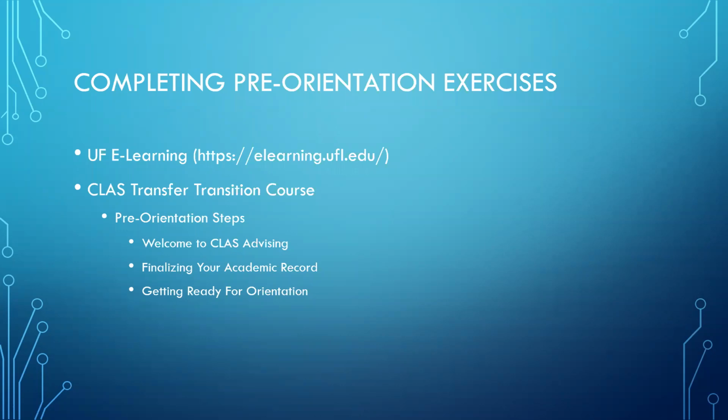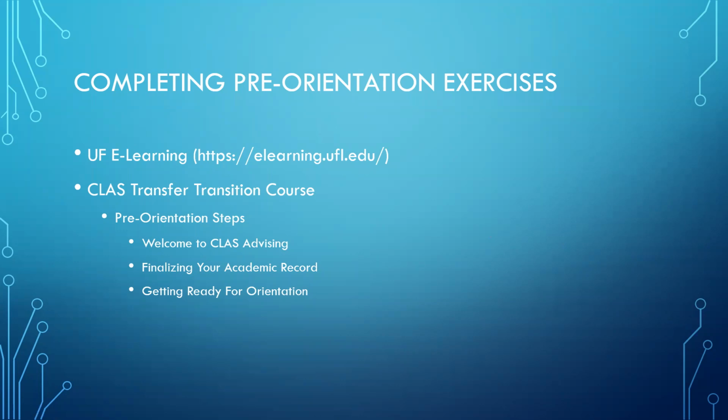You want to make sure that you have been enrolled in the UFE Learning Canvas course called the Class Transfer Transition. You want to go to the UFE Learning portal, and you see the web link right there on this page. And once you're at that page, you should see a course called Class Transfer Transition. If you do not see this on your e-learning page, make sure to contact us so we can give you instructions on how to self-enroll in this course.